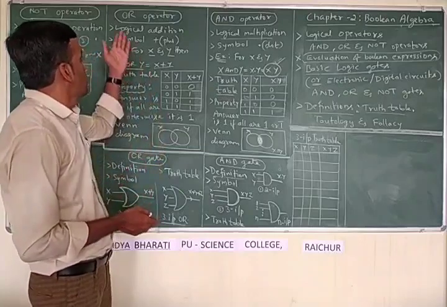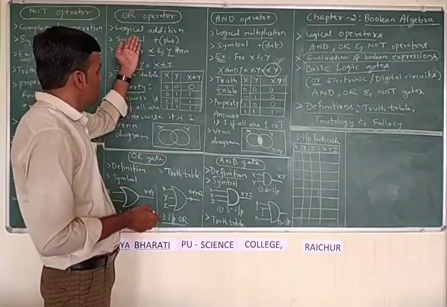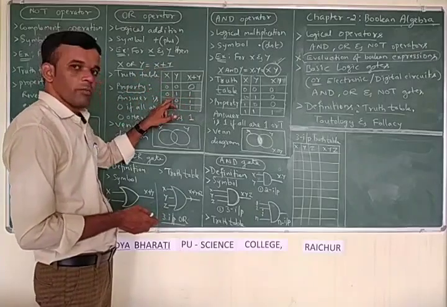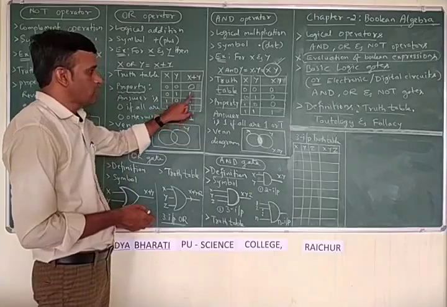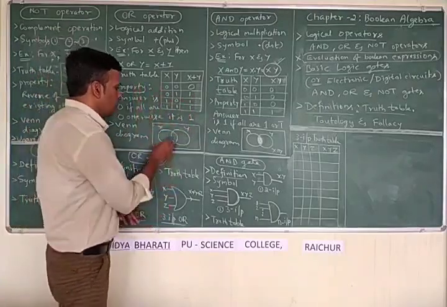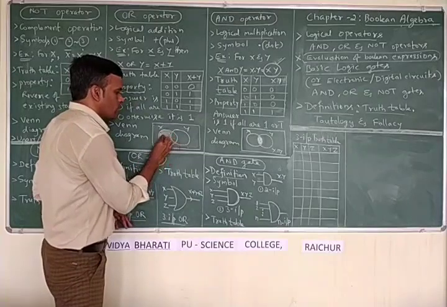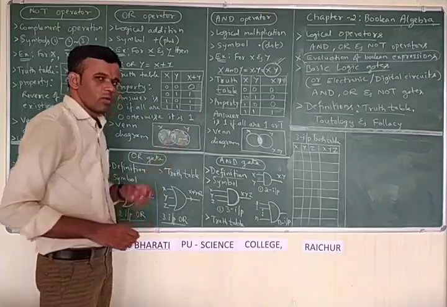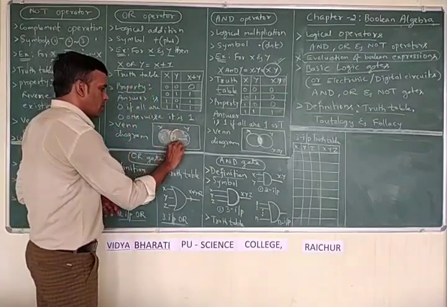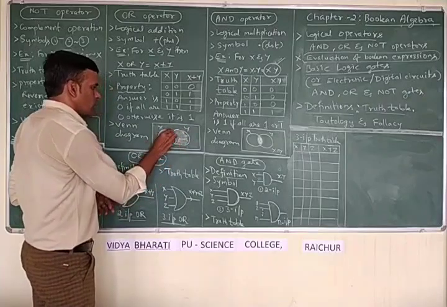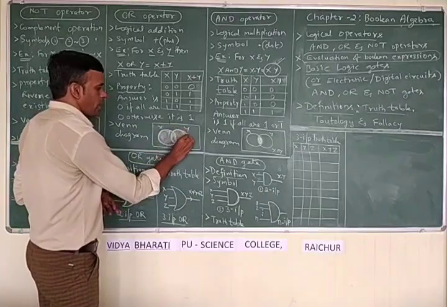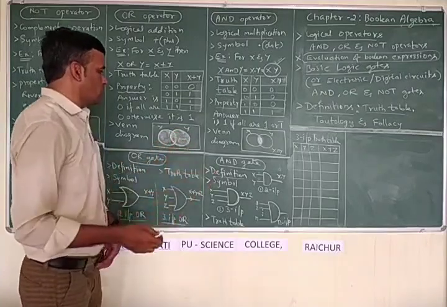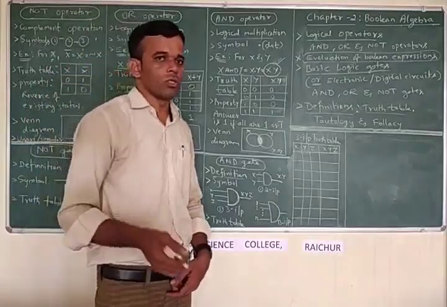Now when it comes to the logical addition operation, when one is present in any of the operands, even if not in both, the answer is true. That's why all the areas have to be shaded here: only the x portion, only the y portion, as well as x intersection y. All three areas have to be shaded for the OR operation Venn diagram. This is the Venn diagram which we have seen for the union of two sets.